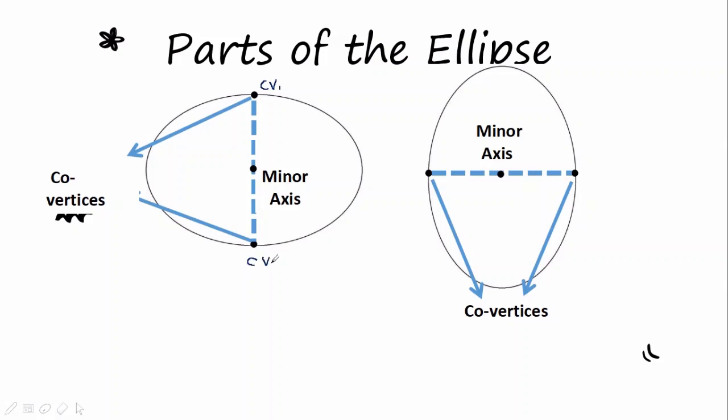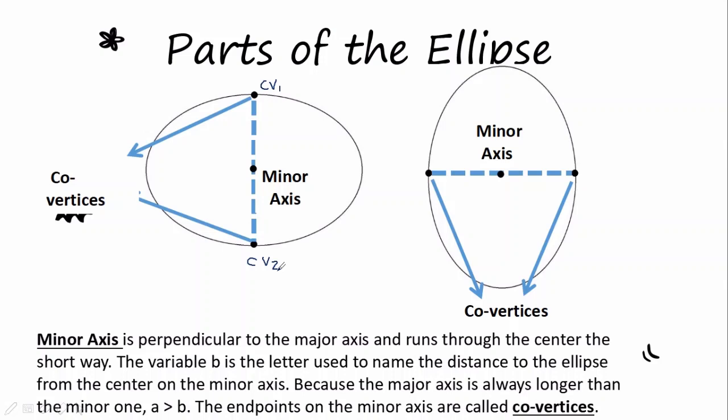Okay, so that's the difference between minor axis and major axis, and the vertices and covertices. The vertices are the endpoints of the major axis, while the covertices are the endpoints of the minor axis. Okay, so the minor axis can be denoted as 2b, or this is the formula in finding the length of the minor axis, or the distance between the covertices.